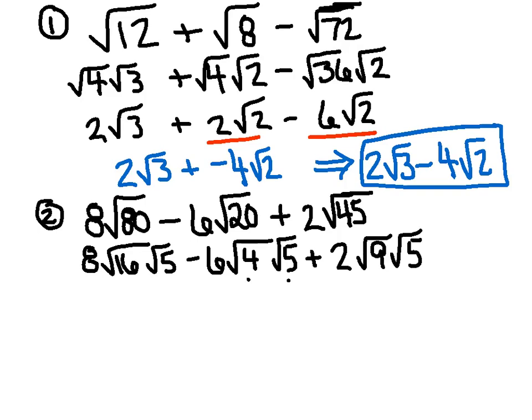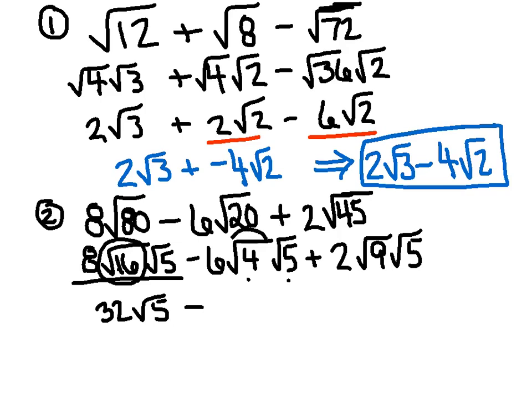Now you notice as we look at this first term, it says 8 times radical 16. Emphasis on the multiplication there. And we all know that radical 16 is a 4. So we're really asking ourselves to multiply 8 here times a 4 there. Gives me 32 radical 5.